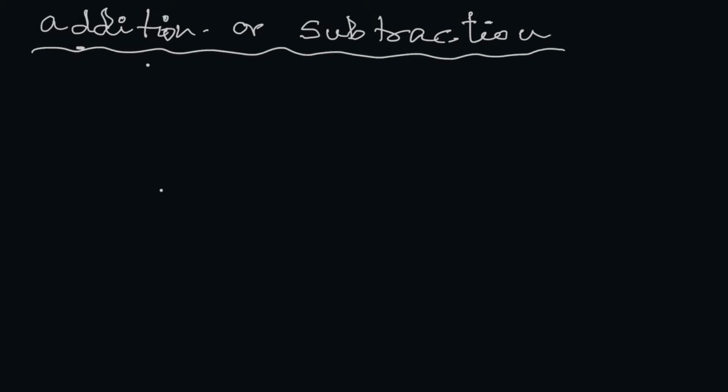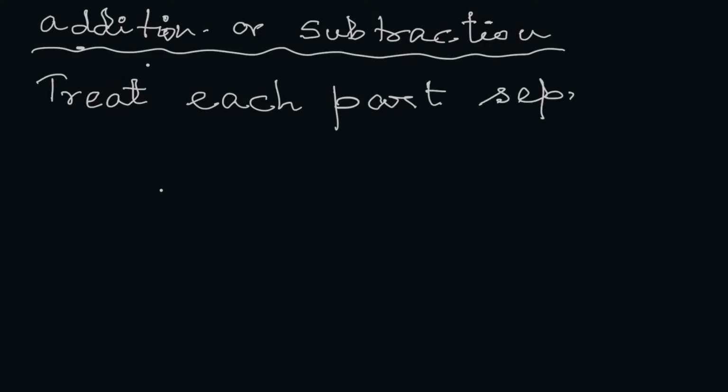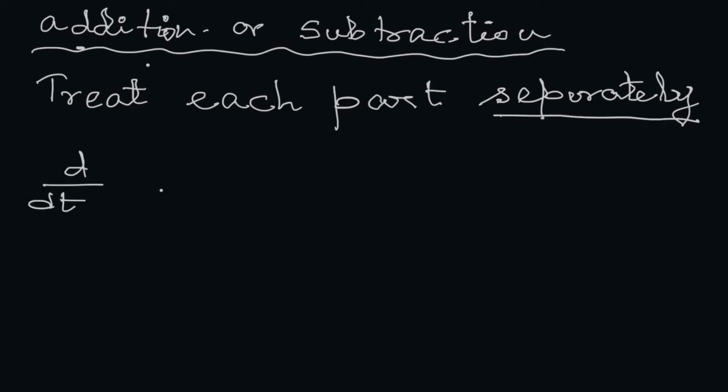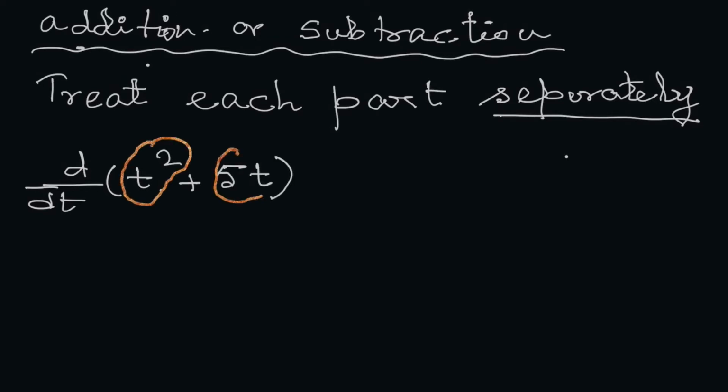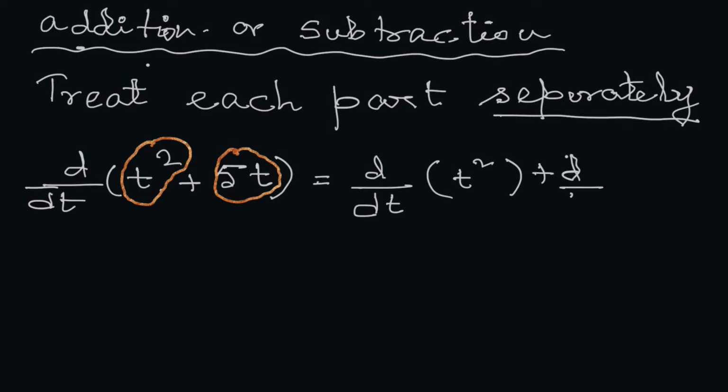Now addition or subtraction or both. If we find long expressions, we will treat each part separately. Now what does that mean? Separately. Let us take an example. Suppose d/dt of t square plus 5t. Here t square and 5t we should treat separately. How? d/dt of t square plus d/dt of 5t.